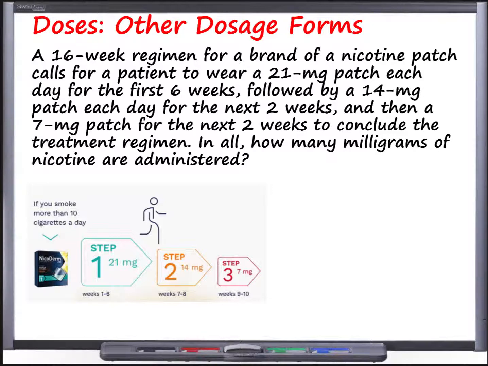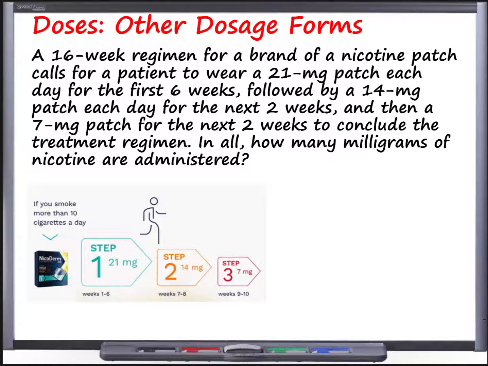So to read this question, it says, a 16-week regimen for a brand of nicotine patch calls for a patient to wear a 21 milligram patch each day for the first 6 weeks, followed by a 14 milligram patch each day for the next 2 weeks, and then a 7 milligram patch for the next 2 weeks to conclude the treatment regimen. And the question asked, though, in all, how many milligrams of nicotine are administered through this entire treatment plan?